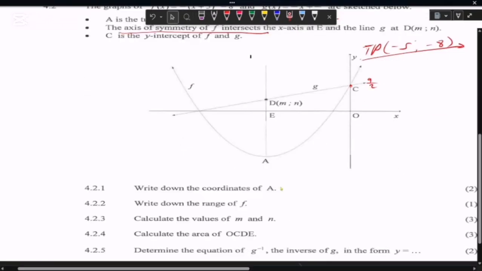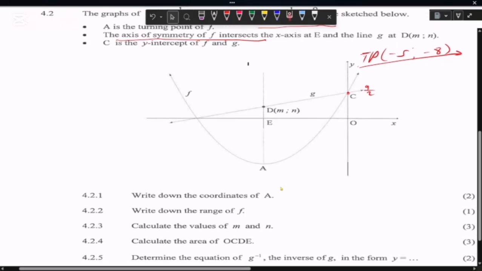They're saying write down the coordinates of A. Now, remember, A is the turning point, and we have the coordinates of A already because we have spoken about the coordinates of the turning point. So we know that it is (-5, -8). Okay, and then they say write down the range of F.